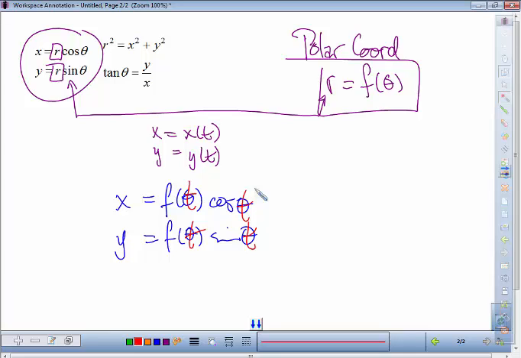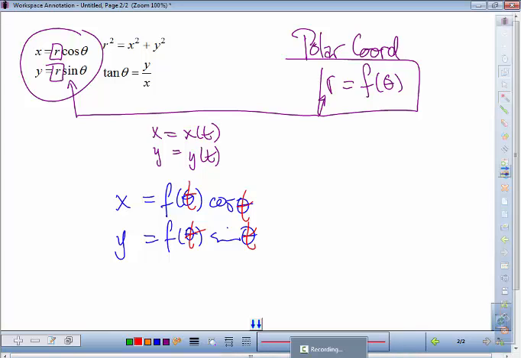So we did stuff with parametric equations, like we were able to find the tangent line and things like that. So this would probably be helpful for us if we're interested in finding tangent lines to polar coordinate graphs. Okay, so that's all there is to it.